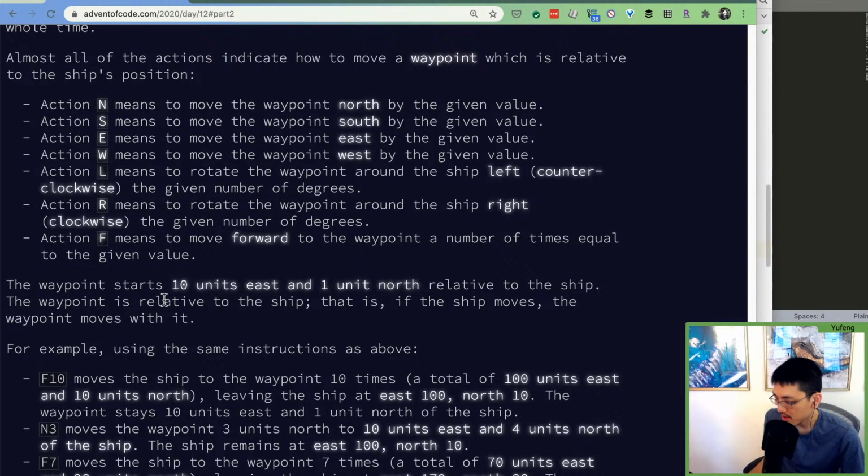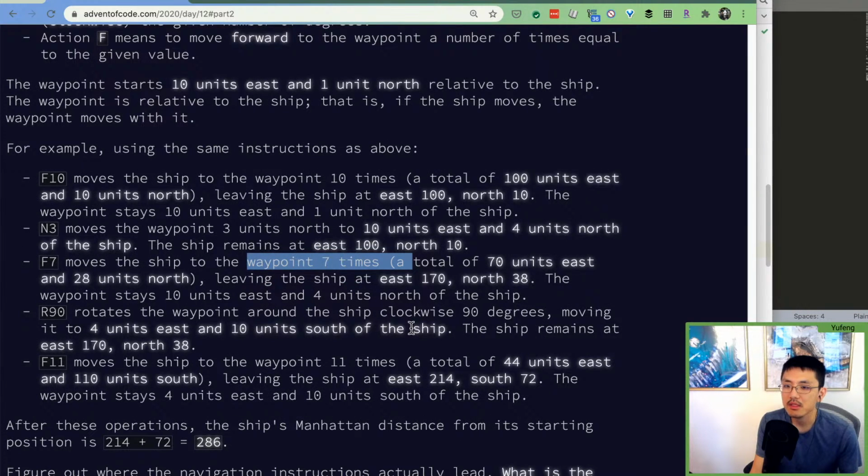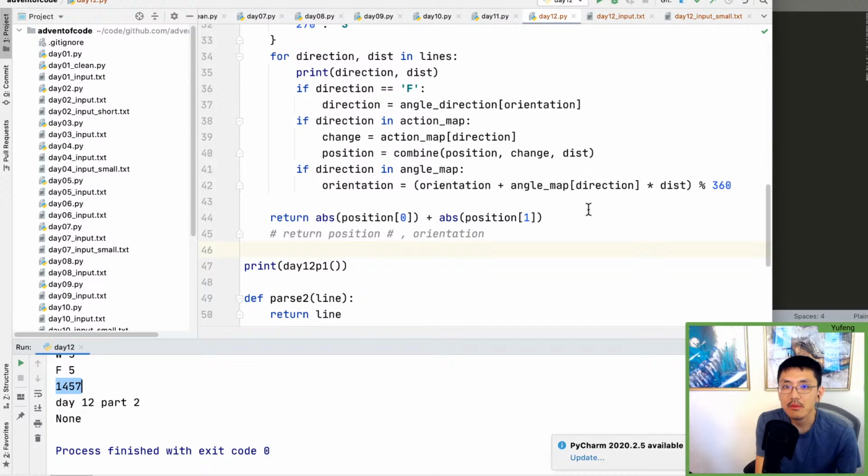And that is fine. Like before, we were keeping track of the ship relative to its origin. Now the ship is the origin and the waypoint is relative to it. F7 moves the ship 7 times. So like we only move the ship in calculation based on the position of the waypoint. Oh, okay. Okay, this isn't bad. The ship's Manhattan distance from its starting position is yada. Okay. So we only care about the waypoint relative to the ship anyway. But we do need to keep track of the ship's position relative to the origin still, so that we can do this final step. Interesting. Okay.